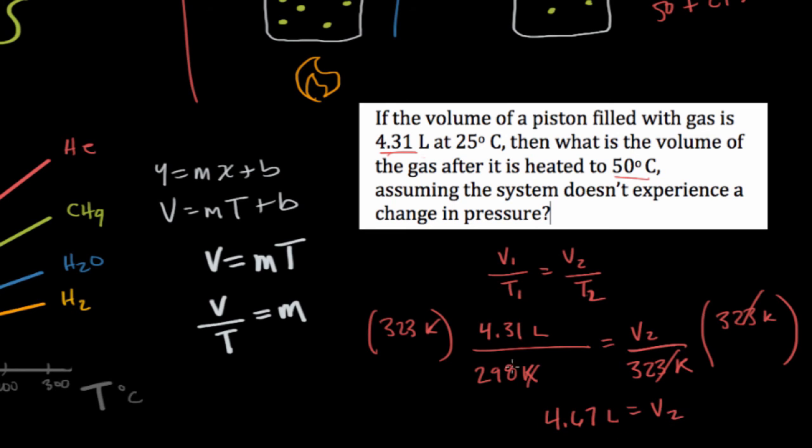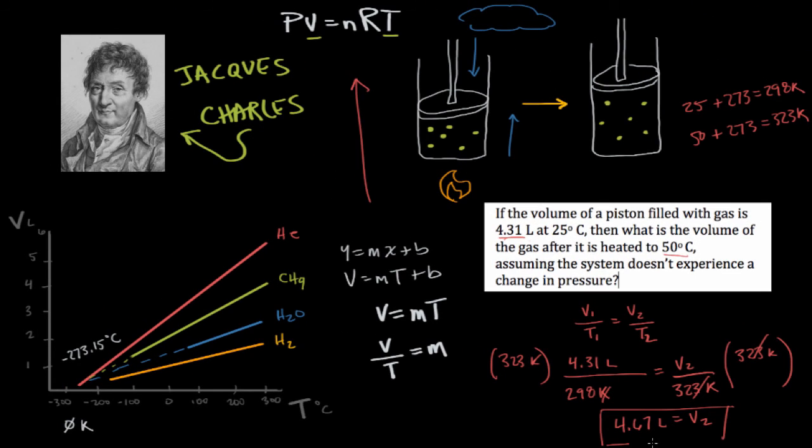And so thanks to Jacques Charles, we know that if we're looking at a closed system under constant pressure, then we can predict the change in volume related to the change in temperature or vice versa.